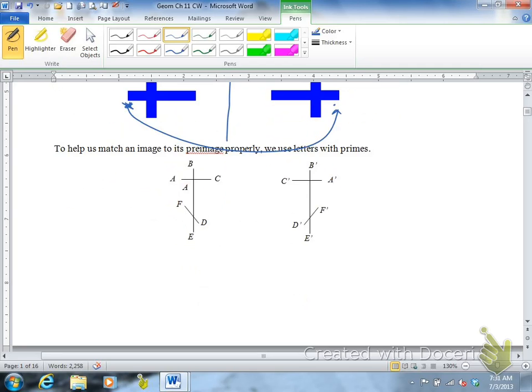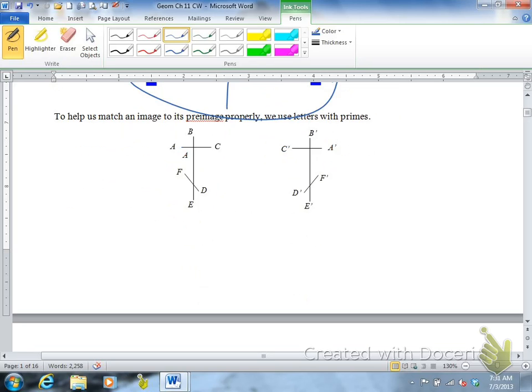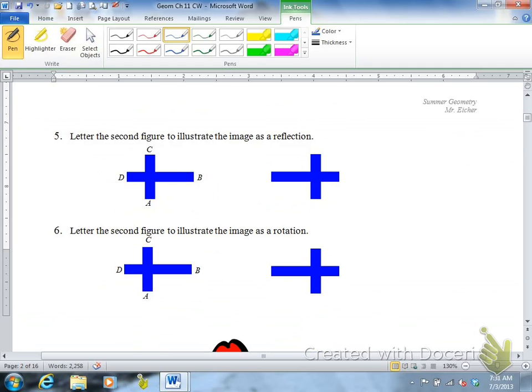I mentioned this before. To help us match an image to its pre-image properly, we use letters with primes. So what type of transformation is this? It's not a translation, and it's not a rotation, it's a reflection. But the main idea is all the primes, which I mentioned before. On to the next page.